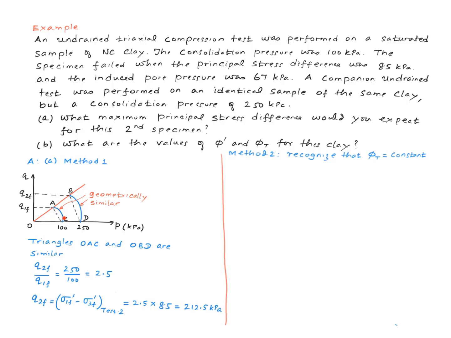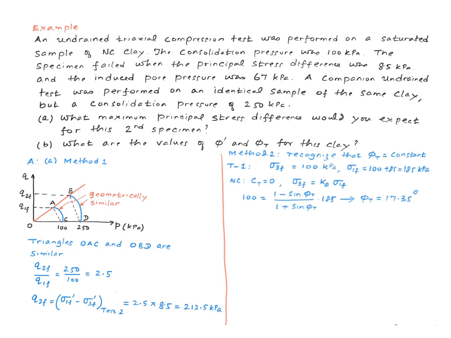These are undrained tests. At this point, we don't know the pore water pressure at failure. So let's work with total stresses. That means I'm going to set the total friction angle to be the same for test number 1 and test number 2. So I take the results of test number 1. Sigma 3F is 100 kilopascal. Sigma 1F will be 100 plus the deviatoric stress at failure, which is 85 kilopascal. Therefore, sigma 1F is 185 kilopascal.